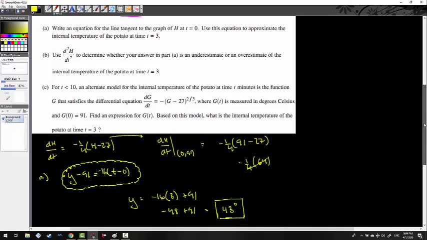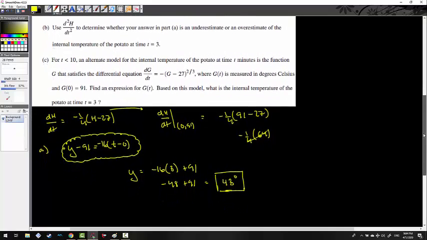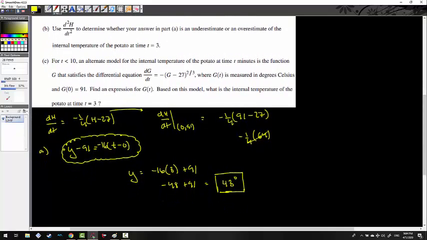All right, let's move on to part B. It says use d squared h over dt squared to determine whether your answer in part A is an underestimate or an overestimate of the internal temperature. Okay, so we can go ahead and do that right here.